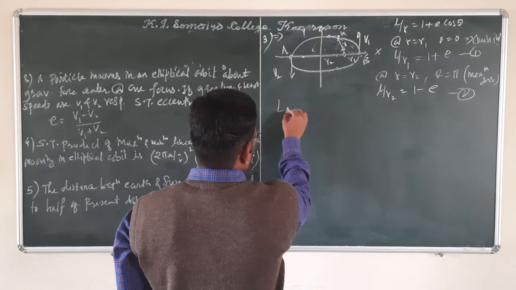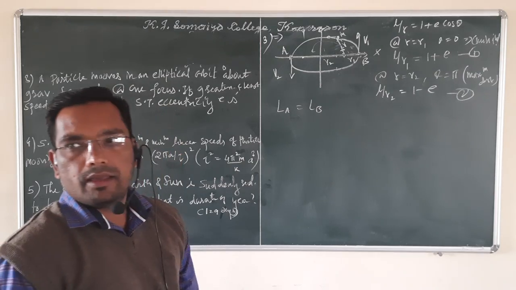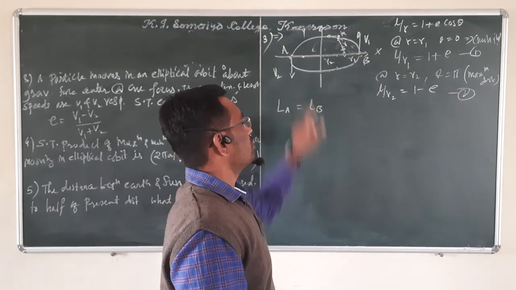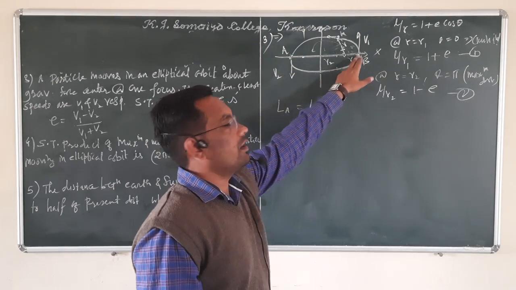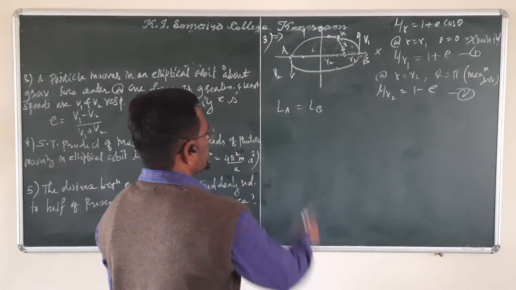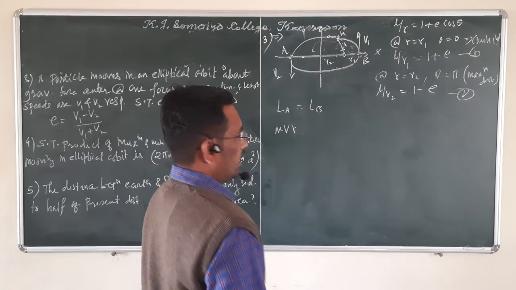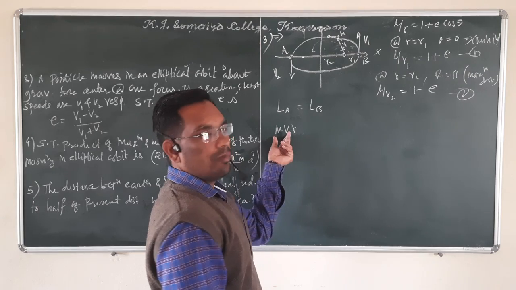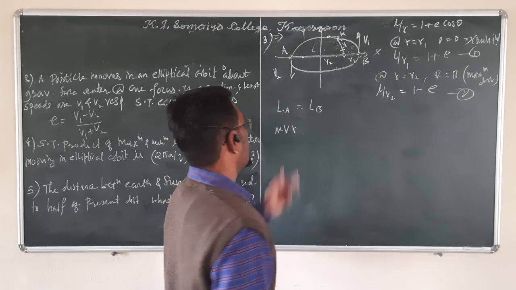angular momentum at A must be equal to angular momentum at B. Why? Because angular momentum at every point during planetary motion is conserved. So angular momentum at point A is equal to angular momentum at point B. So what is angular momentum? Angular momentum is nothing but r cross p, and p is linear momentum, which is mass into velocity.